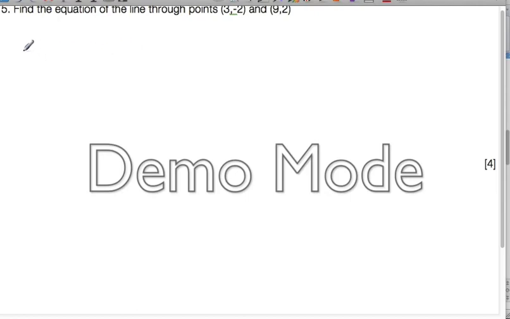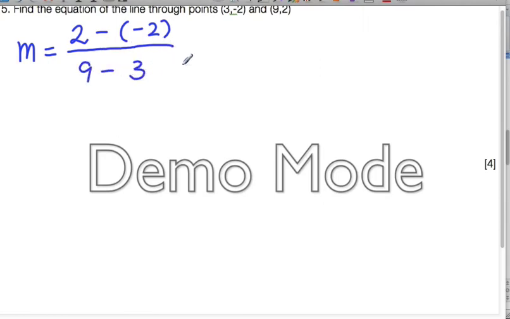Okay, slope is the change in y over change in x, rise over run. So I'm going to take 2 minus negative 2, so y2 minus y1 over x2 minus x1. And that would be 2 plus 2 on top, which is 4, and 9 minus 6, which is 6. And I see that I can simplify 4 over 6 even further and make it equal to 2 over 3. So now I have my slope.